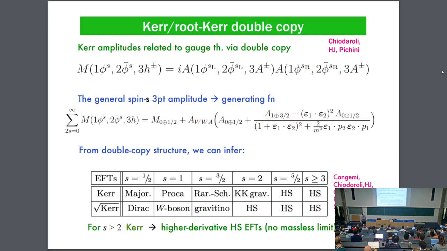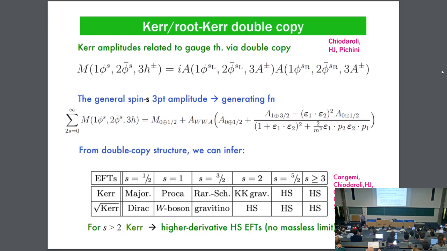And as I said, there's also this toy model, the root Kerr, which is closely related at 3 point to the Kerr, and you can do the same analysis there. Is there some gauge theory that matches those 3 point amplitudes, which looks almost the same as the Kerr? And yeah, for spin 1/2, it's Dirac. It's Dirac because it has to be charged.